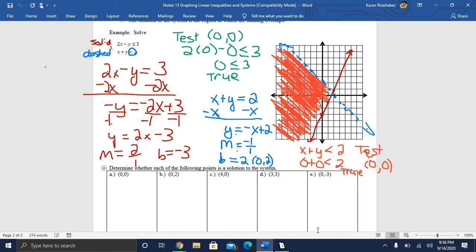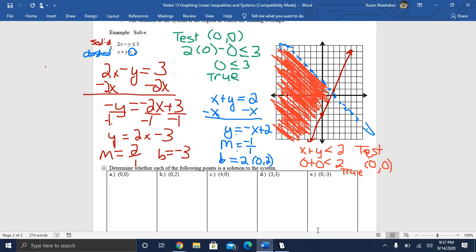And this is what we call possibly super shading, where you have double shading, an overlap of the shading. So you find out where both graphs are shading, and you want to do the overlap, and wherever there is overlap, those are the solutions to both inequalities in that system. And so down at the bottom, we've got some points that we're going to look at to determine if those are solutions to the system.